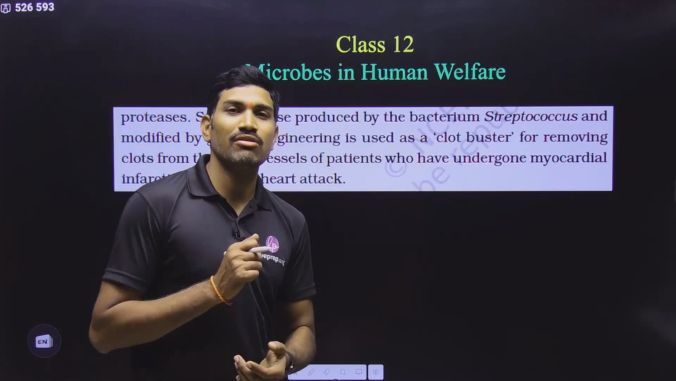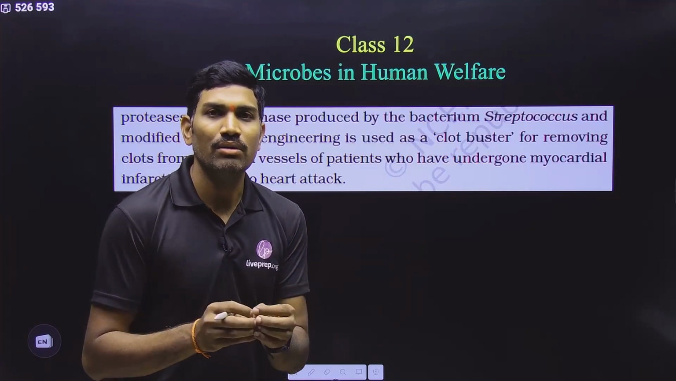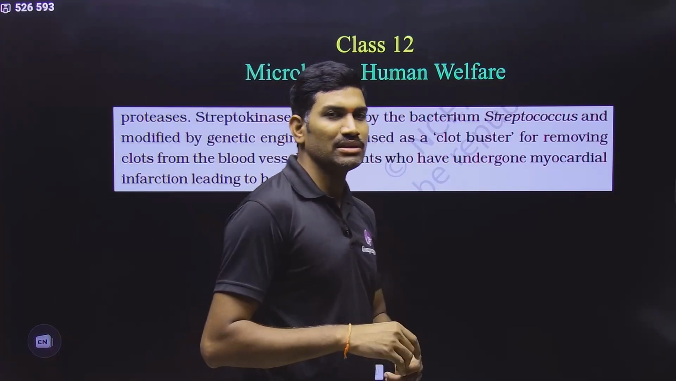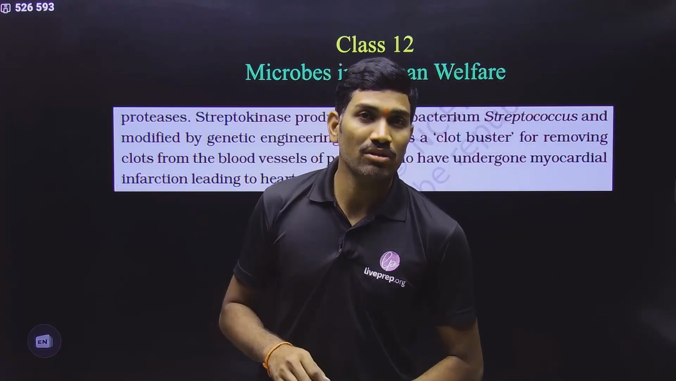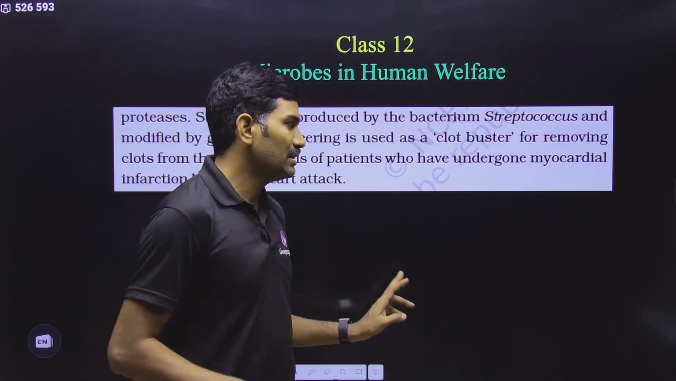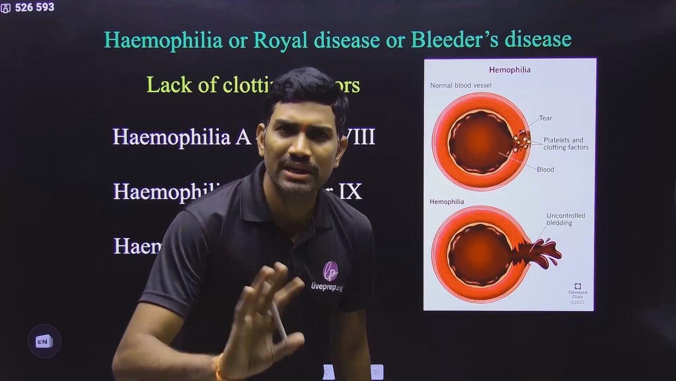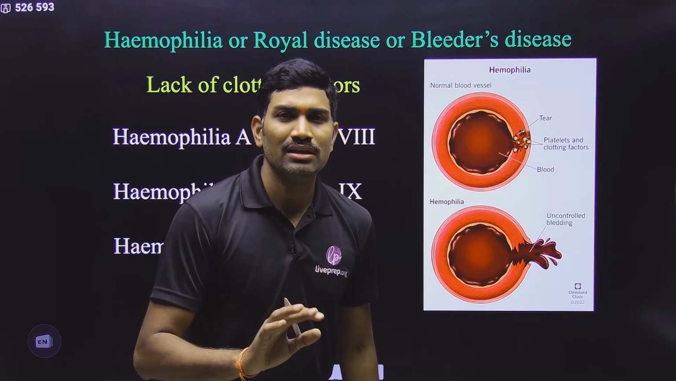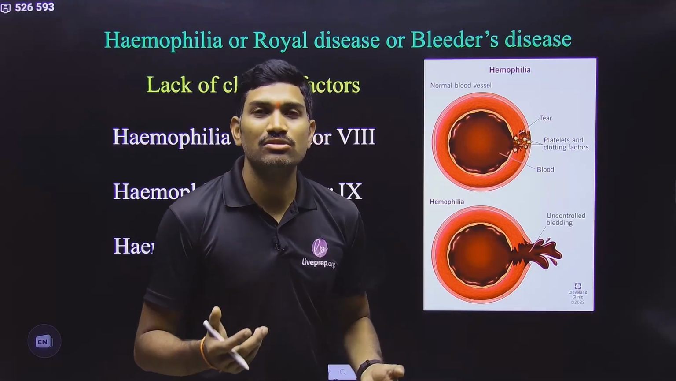What is the meaning of clot buster? You are breaking the clot. Now just imagine here. Why do you want to break the clot, and where do you want to break it? Please understand here. Suppose the clot is formed at a wound. You don't want to break it. Then at which location are you trying to break these clots?